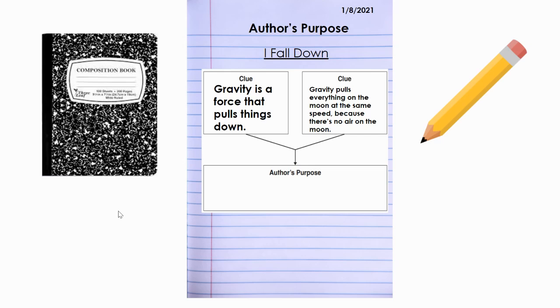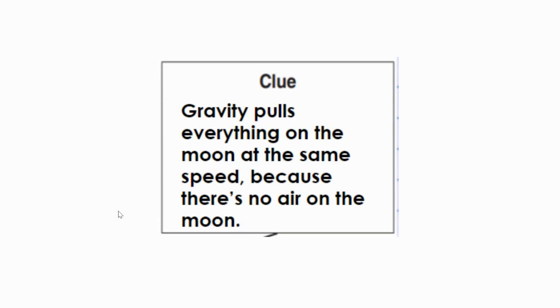I will zoom in on this clue so you can read it a little bit easier to copy it down. Here is the clue a little bit closer up. I will read it one more time for you. Gravity pulls everything on the moon at the same speed because there's no air on the moon. Press pause and then play again when you're ready to move on.